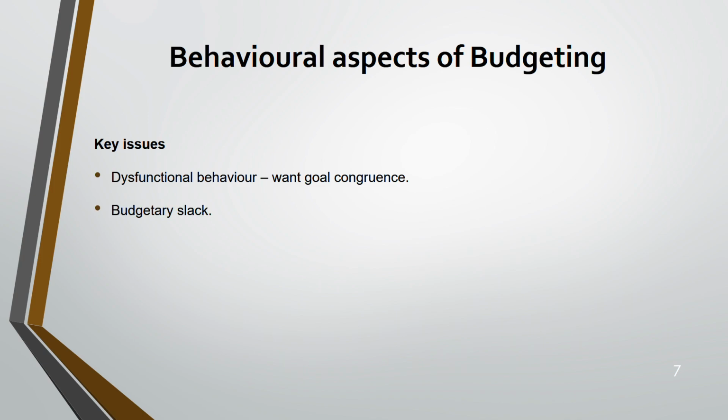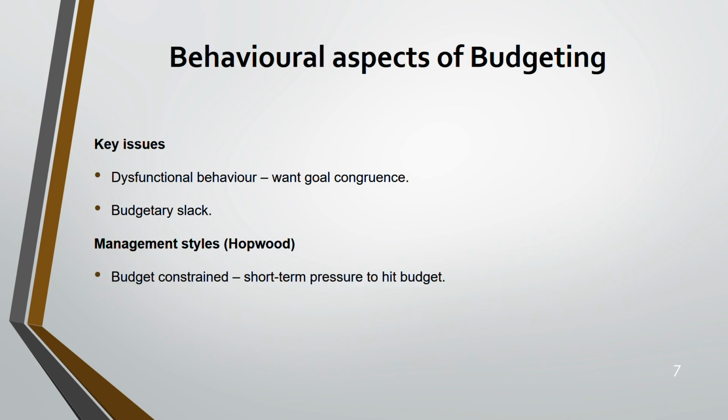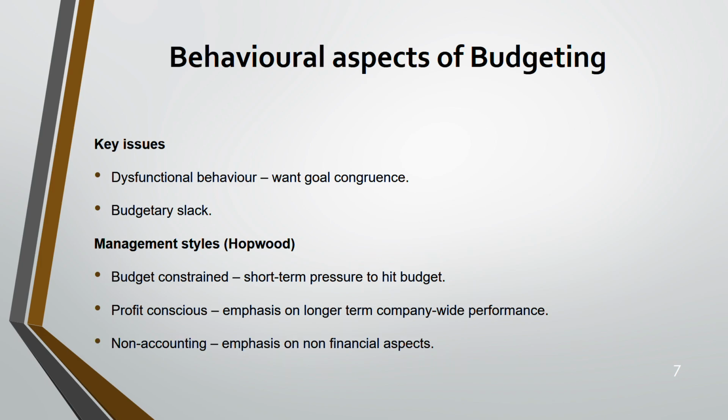Next, budgetary slack. You might not utilize the budget. You might be needing more than what is budgeted or less. Both are not good. It's not a good plan. Management style, Hopwood. Here, budget constraint. Okay, if there's a budget constraint, there's a short-term pressure to hit the budget. Then profit conscious. If you are profit conscious, you will emphasize the longer term company wide performance. Then non-accounting emphasizes non-financial aspects.